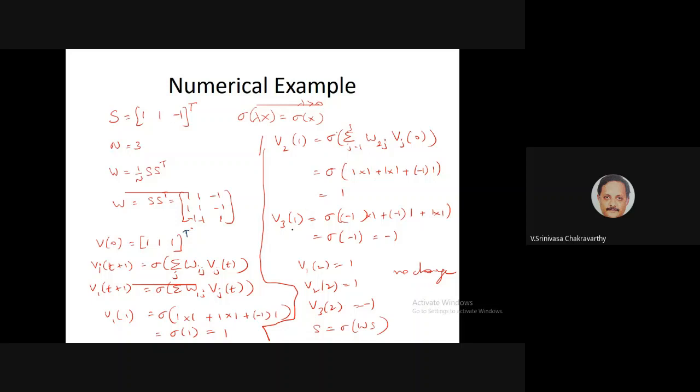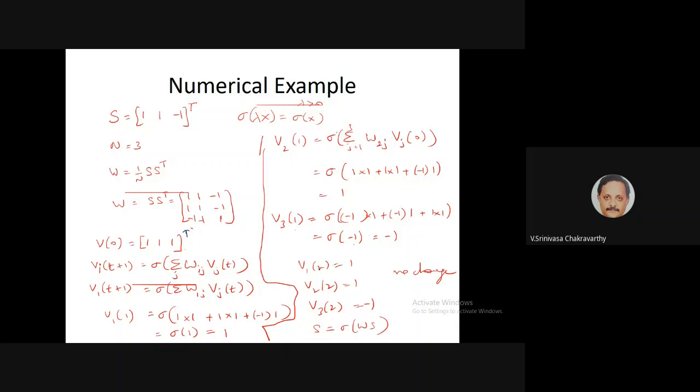Now let me try to update the third bit. Just notice that just because I try to update doesn't mean it will get updated. It need not. If I do that, in the third case, I have sigma of minus 1 times 1, minus 1 times 1, because it's the dot product with the third row, and 1 times 1. In this case, the argument became minus 1, so therefore the output is minus 1. So V3 now went from 1 to minus 1.